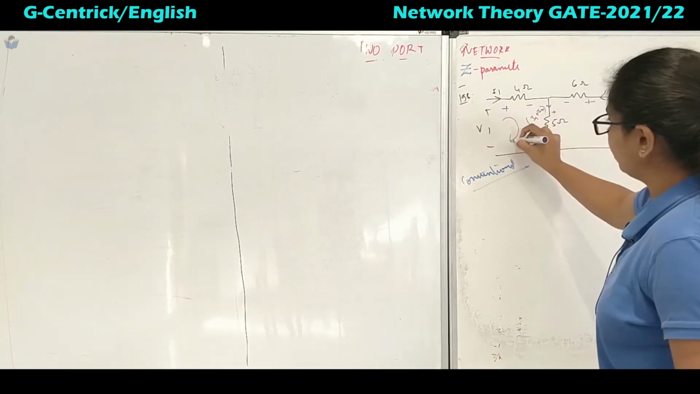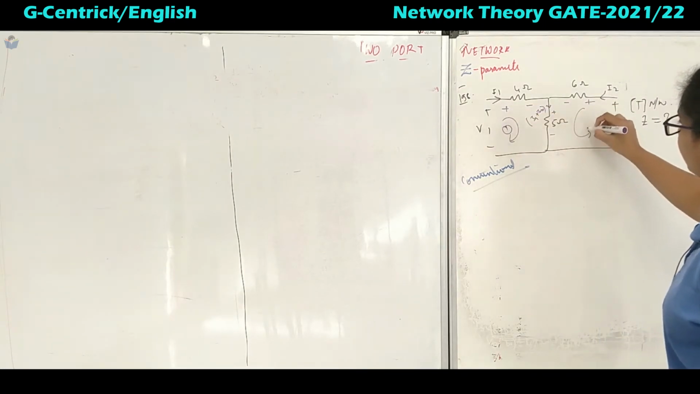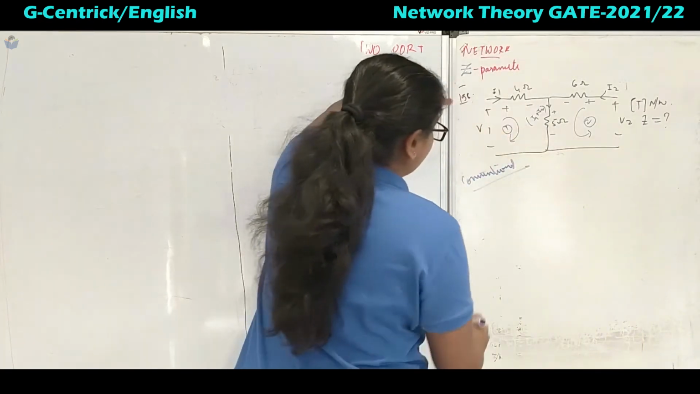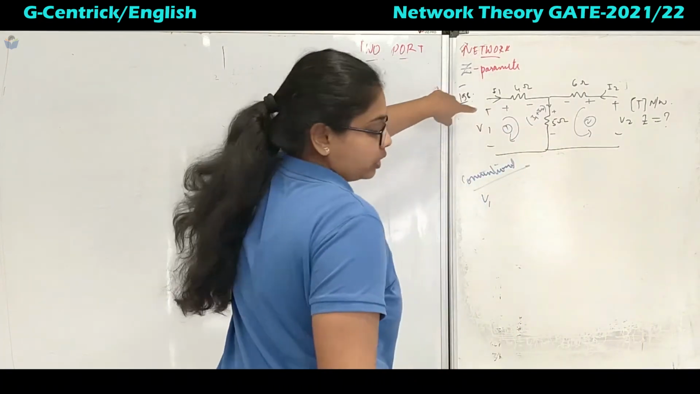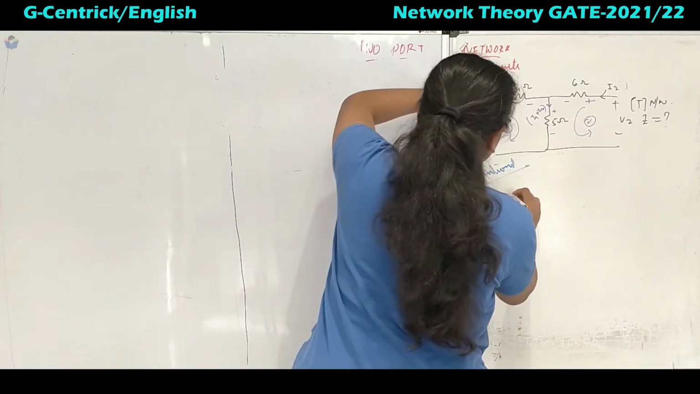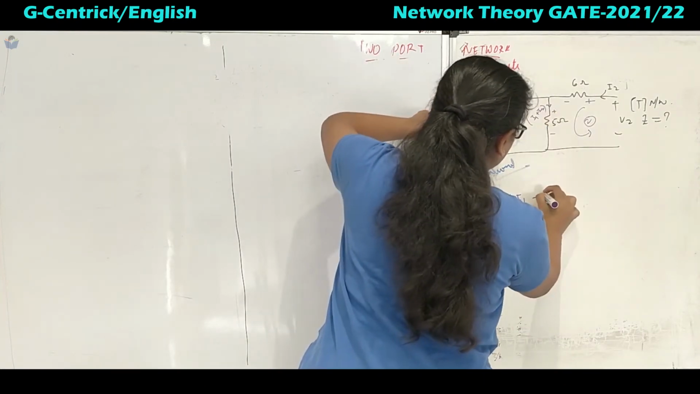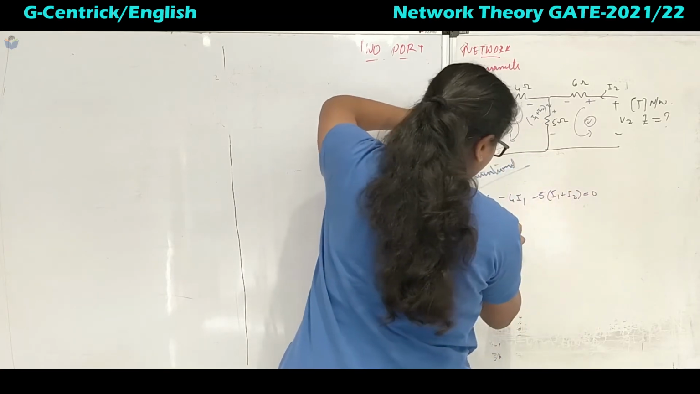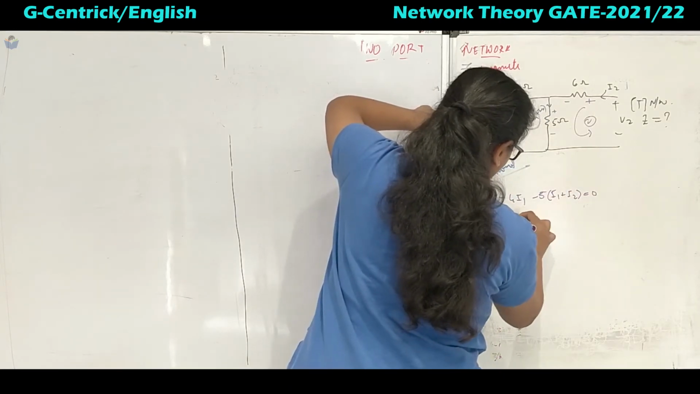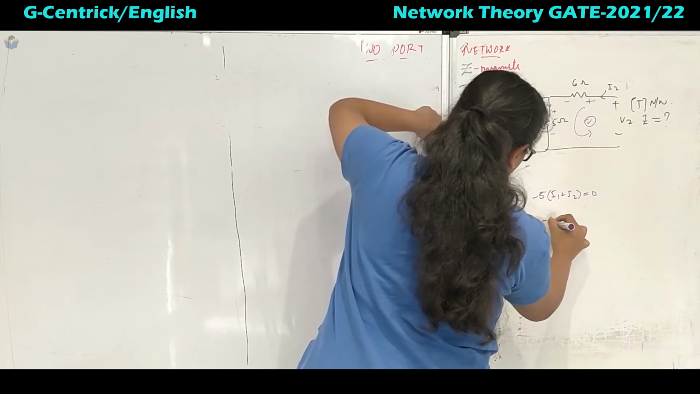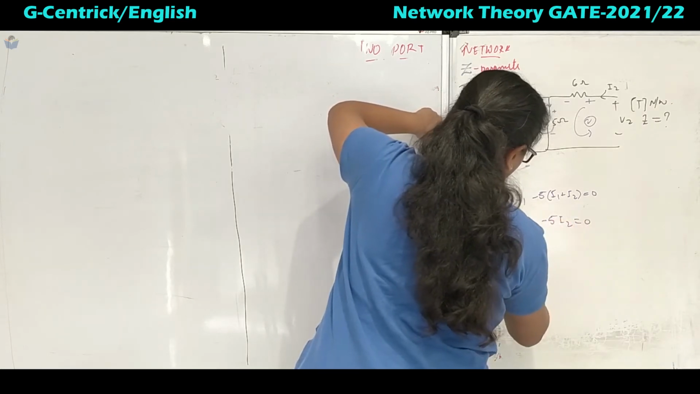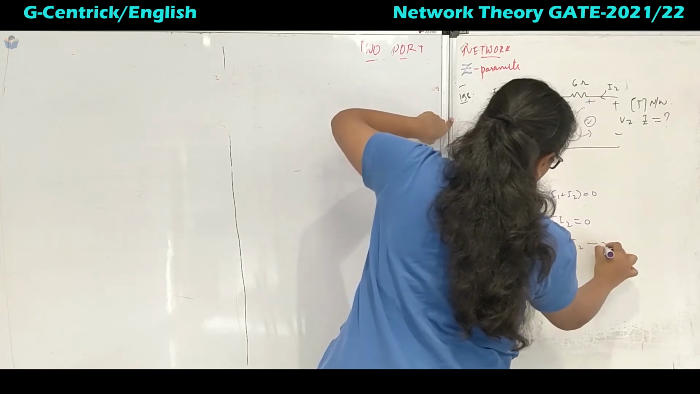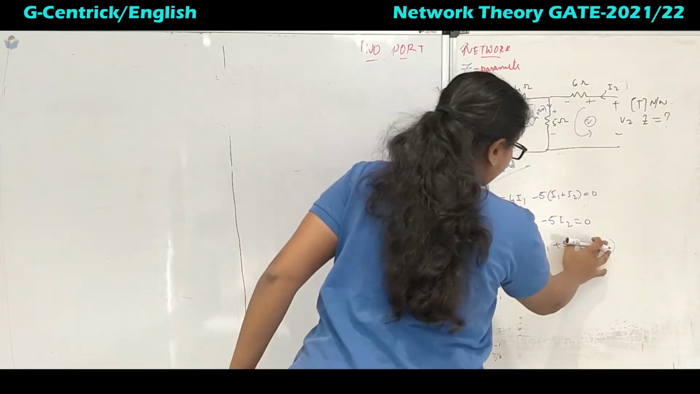We will apply KVL in loop 1 and KVL in loop 2. To apply KVL, we will move this way, V1. In loop 1: V1 minus 4 I1 minus 5 (I1 plus I2) equal to 0. So V1 minus 9 I1 minus 5 I2 equal to 0. So V1 is 9 I1 plus 5 I2. This is equation number 1.